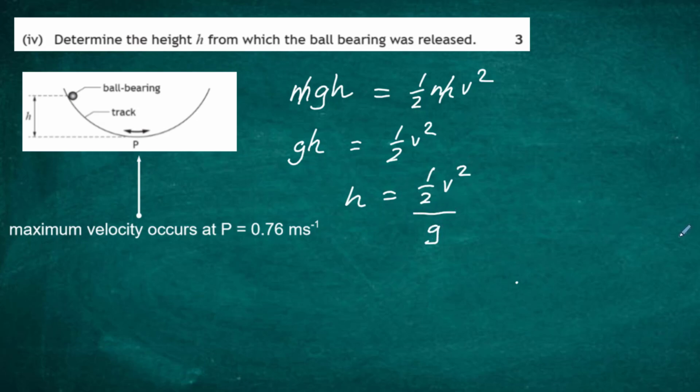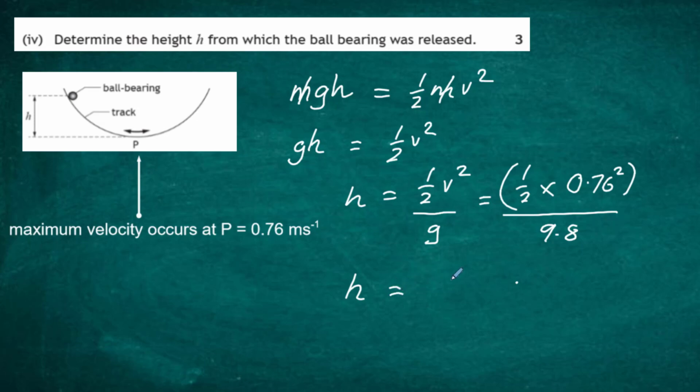So we have all our data, so we can plug in the values and see what we get. That's going to give us 1/2, I'll put this in brackets for us, times v squared, 0.76 squared. I'm going to divide that by g, which is 9.8. So we do that in our calculator, we end up with the value of 0.029 metres. And you can see that's equal to about 29 millimetres. So the height above the track will be about 29 millimetres.